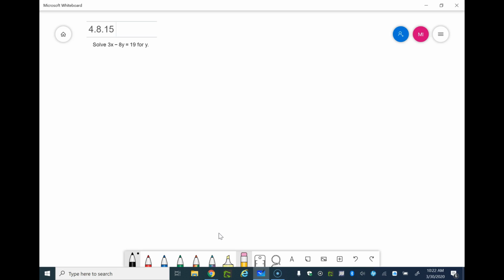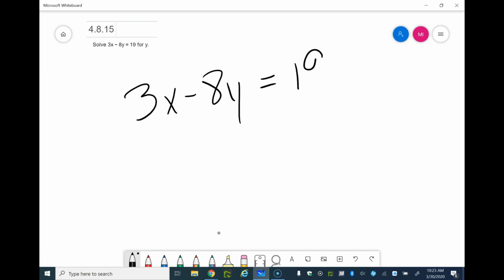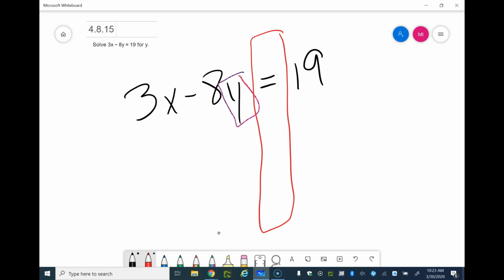So when we redo our problem, the y in this case is what I'm solving for. So let's build our wall. And remember, we're going to move the term that's furthest away from what we're solving for, which is y. So what is the furthest away? It's actually going to be this 3x.